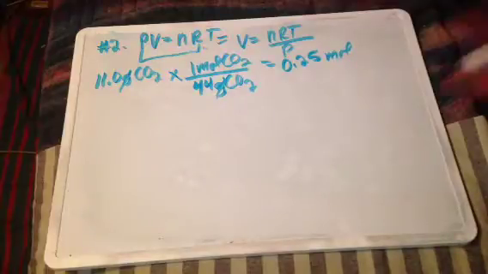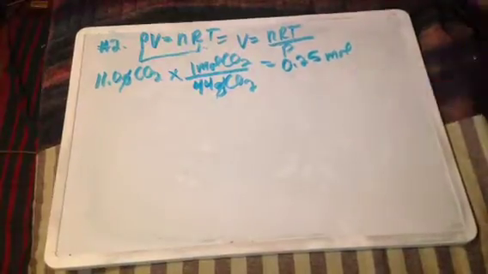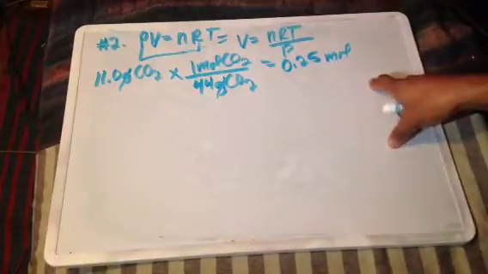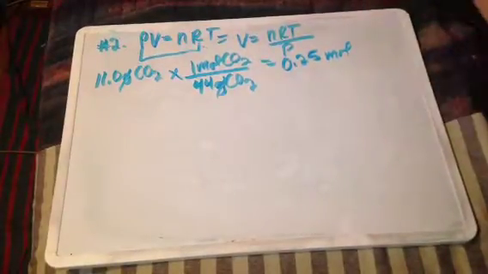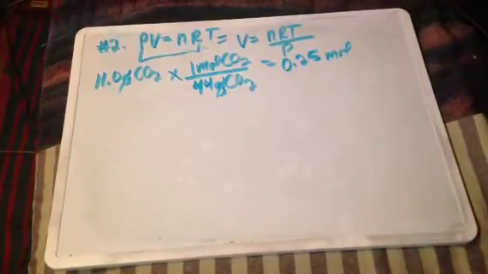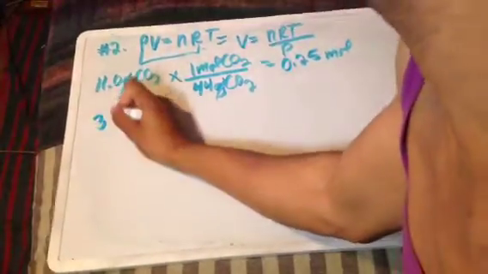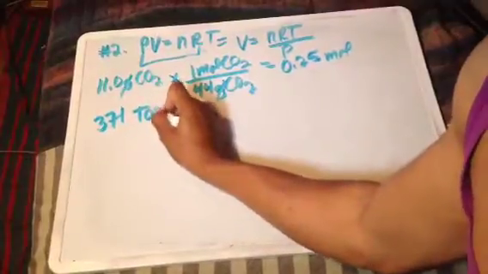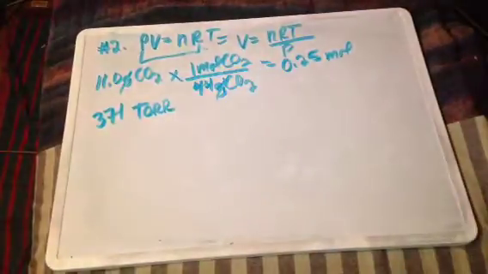Yeah, we get 0.25 moles. Next up, if we're still looking at number 2, we are given temperature and pressure, right? Let's look at pressure first, since we have to do a conversion with pressure. Pressure, it gave us 371 torr, right?